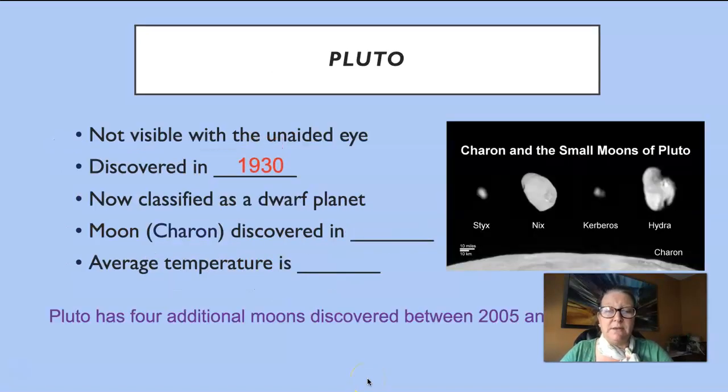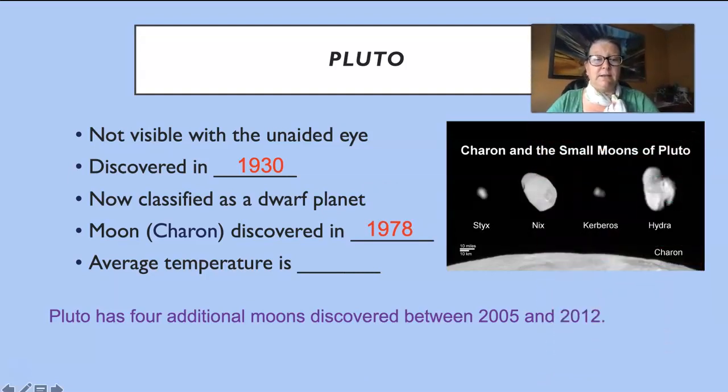Pluto is not visible with the unaided eye. It was only discovered in 1930. It has a moon called Charon, which was discovered in 1978. And then only recently have we discovered these 4 smaller moons as well. So in this picture, you can see Charon, at least its size, compared to these 4 other objects. There's a little scale bar here that says 10 miles or 10 kilometers. So these are really, really tiny objects. The temperature on Pluto, including everything else out beyond Pluto, is very, very cold, negative 210 degrees centigrade.